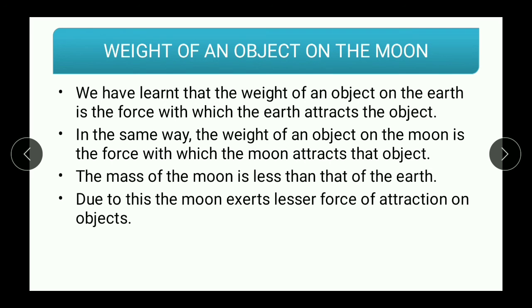Students, we are going to stop here. This topic is quite big, so I decided to give some preliminary information regarding weight of an object on the moon, but the mathematical part is yet to be discussed, which we will be discussing in the next session.